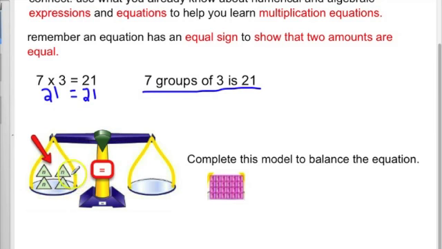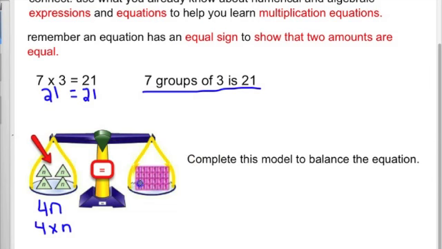First, we're going to look at the left side of the balance. The left side of the balance shows 1, 2, 3, 4 n's. And we know that this is multiplication. We can write multiplication 4n this way, or we could use the actual multiplication symbol and write 4 times n this way. We need to make sure that the right side is equal or equivalent to the left side. So we're going to take our group of ones that's here and move them onto the right side of the balance so that we can show that they are equal.